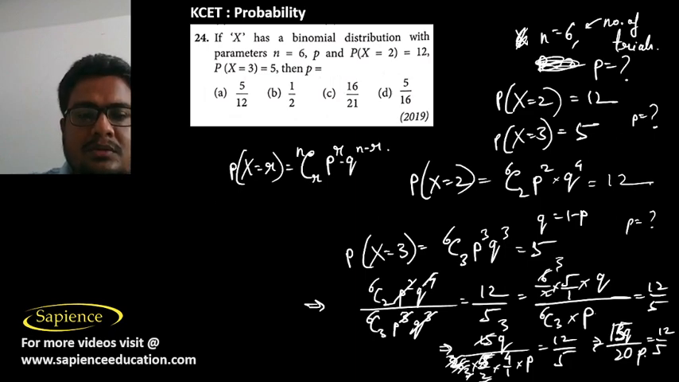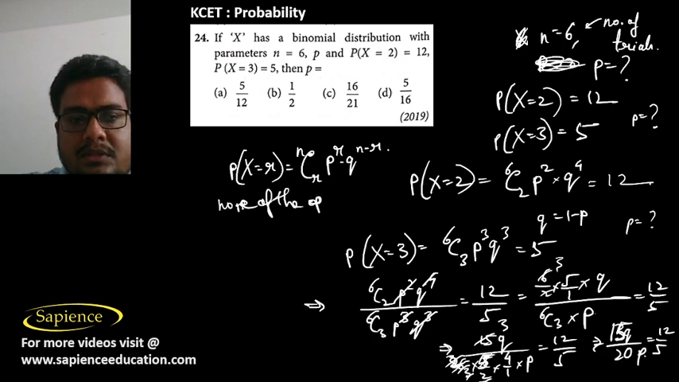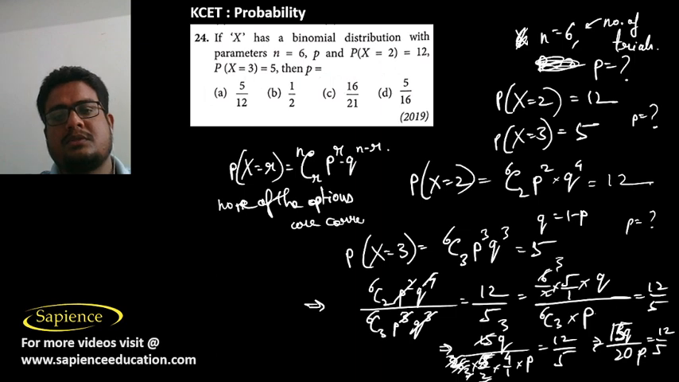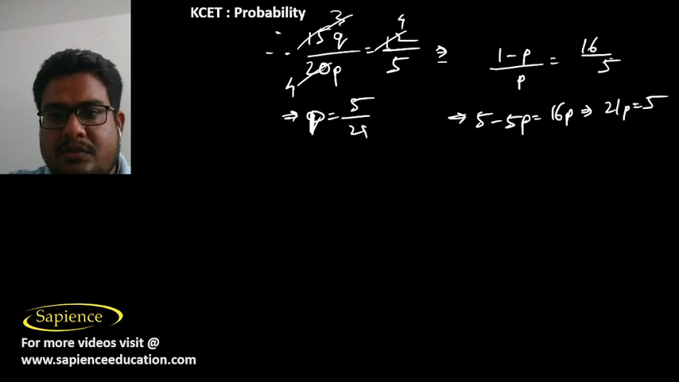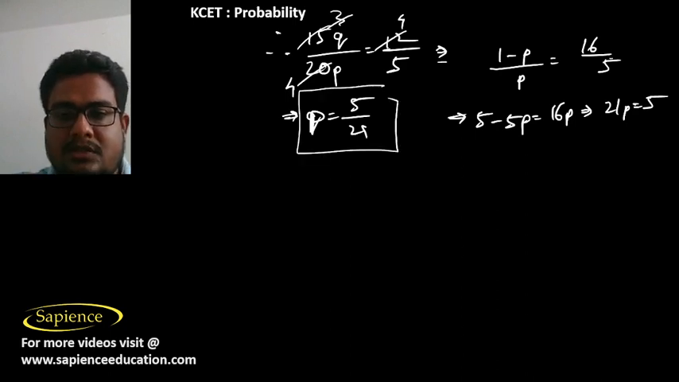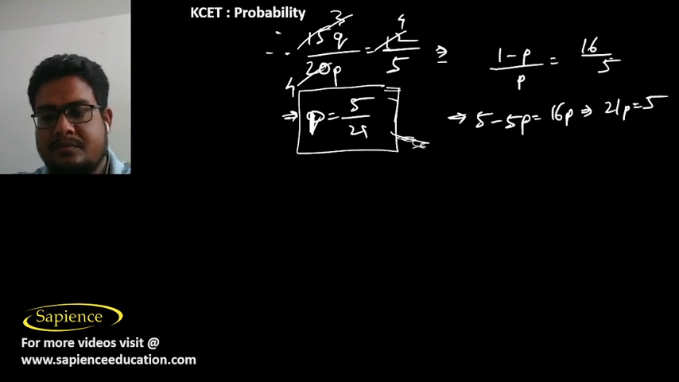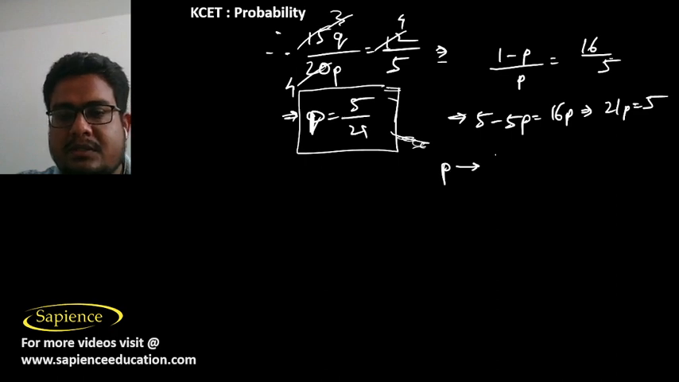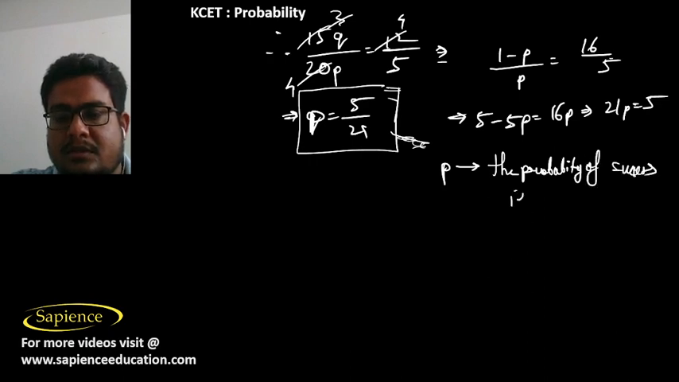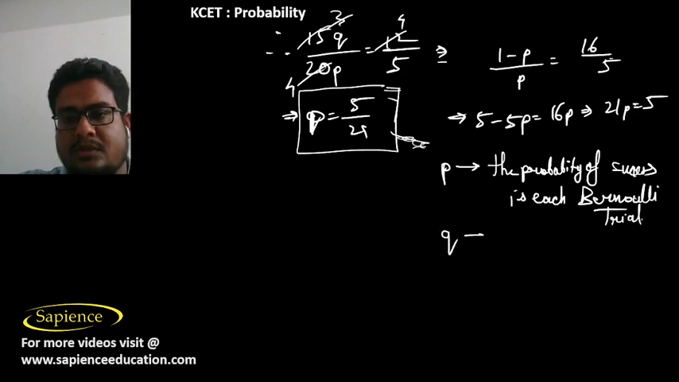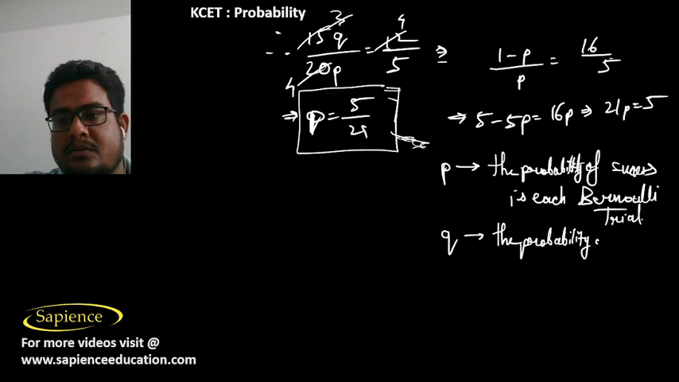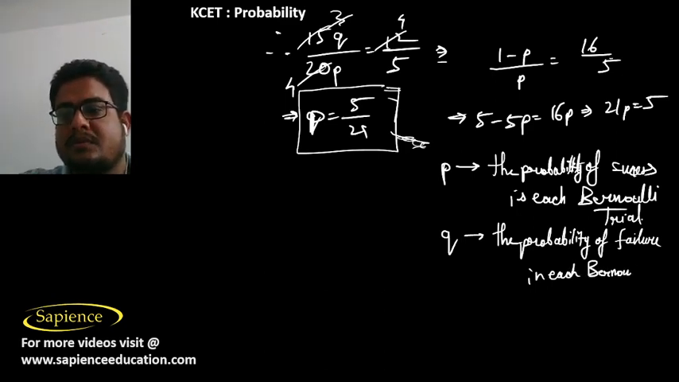So it means here none of the options are correct. The answer is coming 5 by 21, which is the probability of success in each trial. So P is actually called the probability of success, the probability of getting success in each Bernoulli trial. And Q is the probability of failure in each Bernoulli trial.